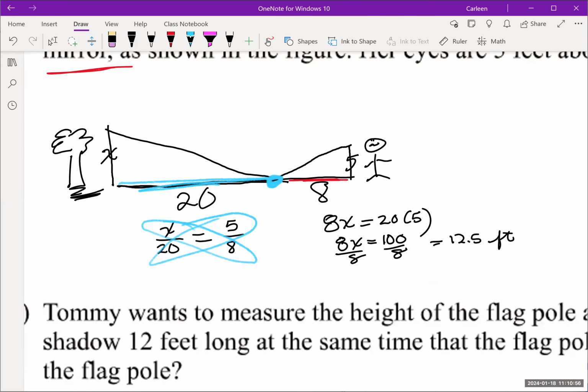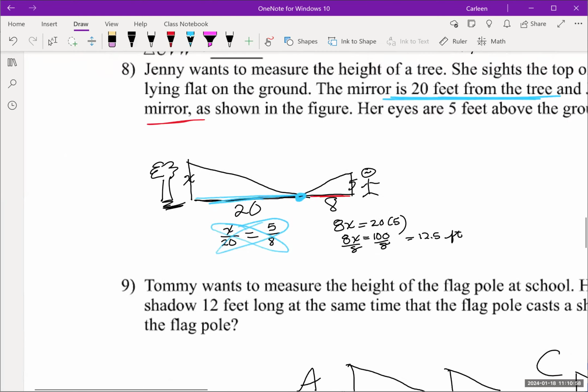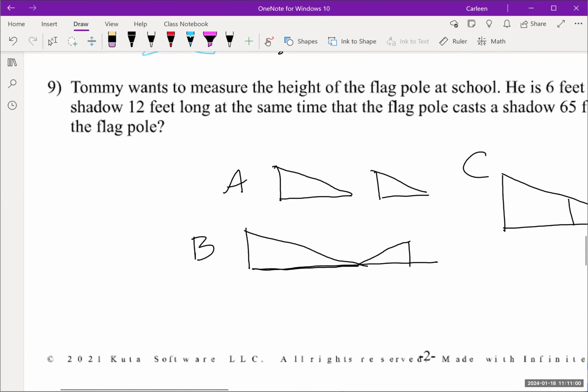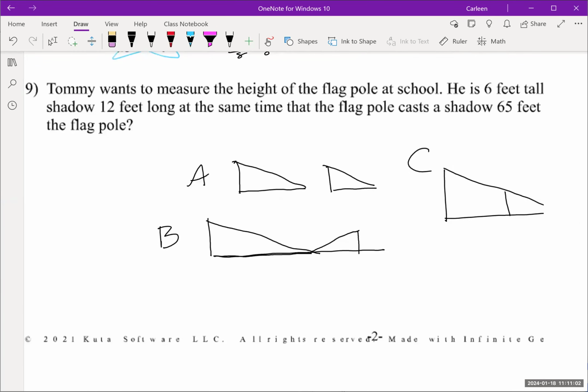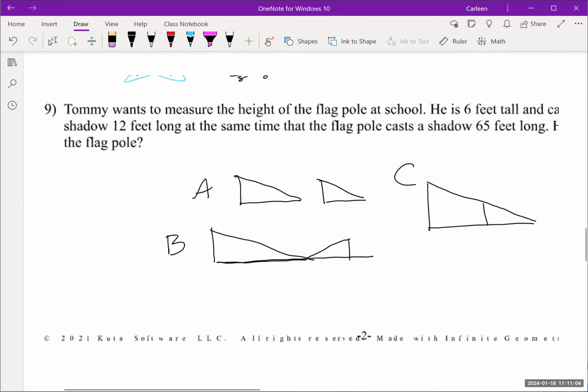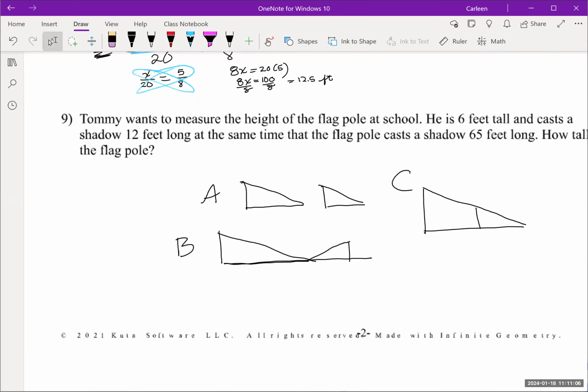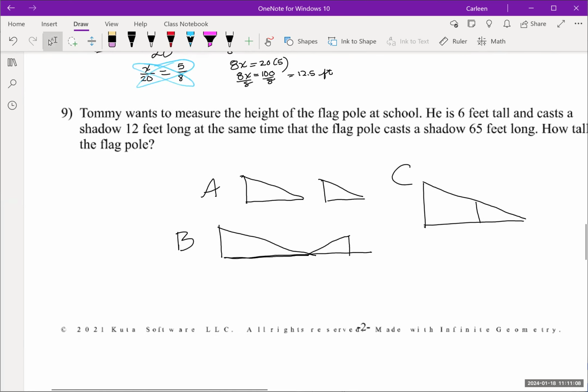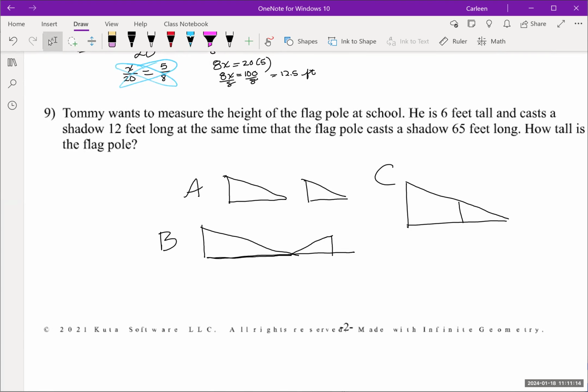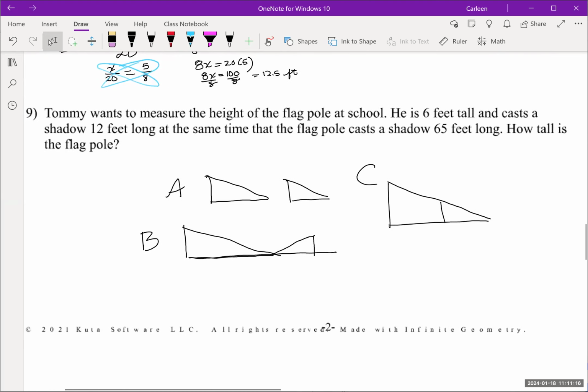Okay, let's do another one. Tommy wants to measure the height of a flagpole at school. He is 6 feet tall and casts a shadow 12 feet long. At the same time, the flagpole casts a shadow 65 feet long. How tall is the flagpole?